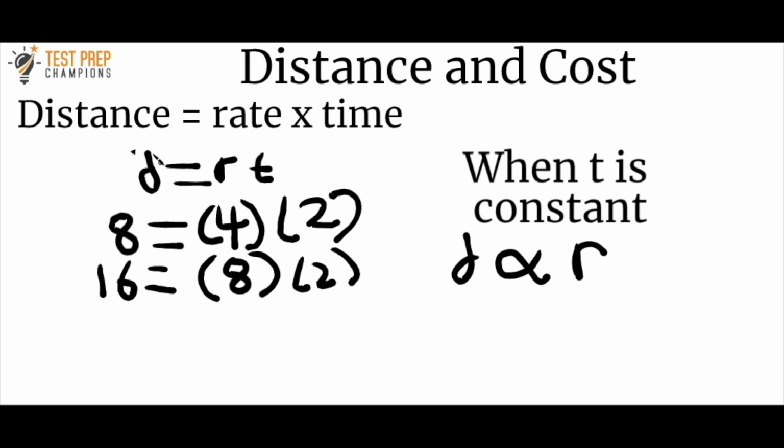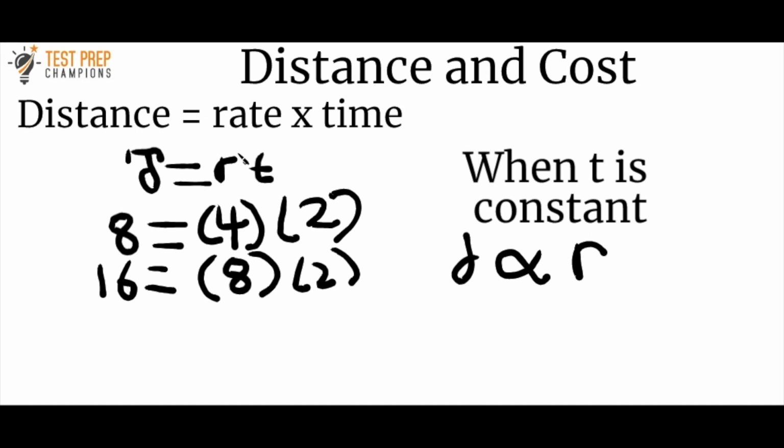So again, if we look at our distance and we look at the rate, they are directly proportional when the time is held constant. So what does directly proportional mean? That means that if we double the rate, then the distance is also going to double. If we triple the rate, the distance will triple, and vice versa. If we quadruple the distance, the rate is also quadrupled. And if we divide the distance by 2, we would divide the rate by 2 as well, because they are directly proportional when t is constant.